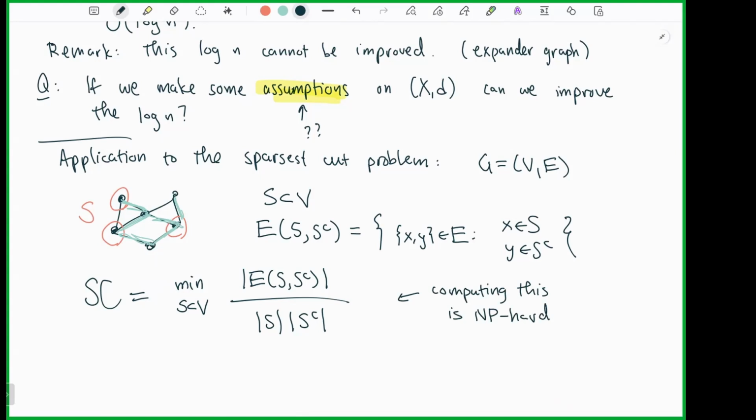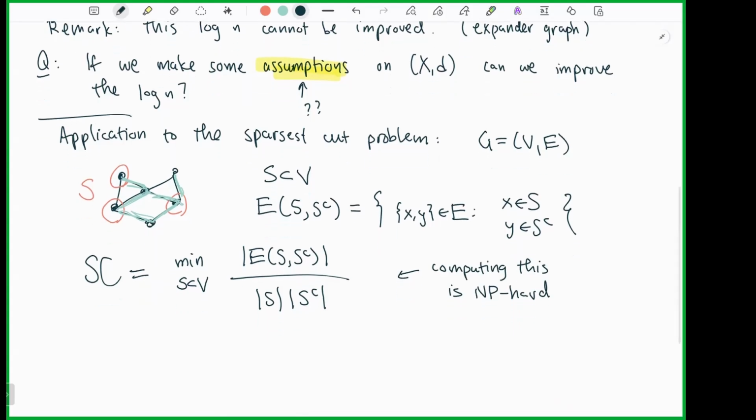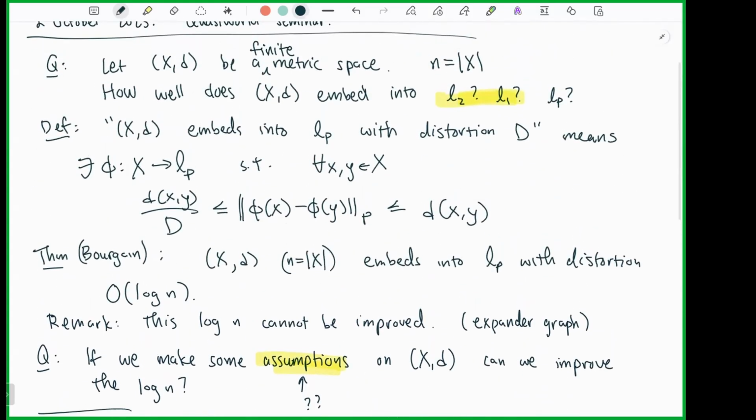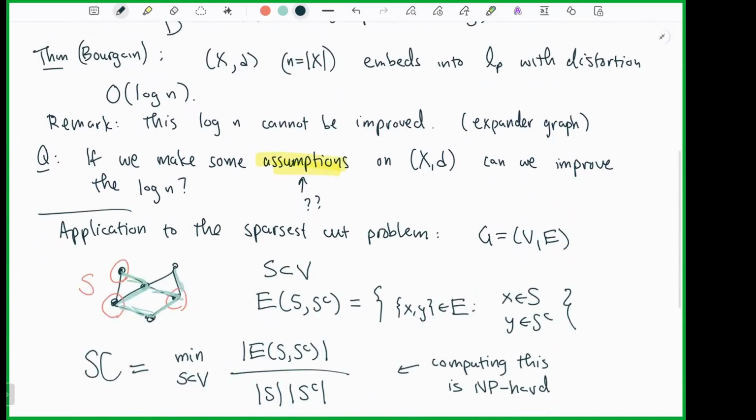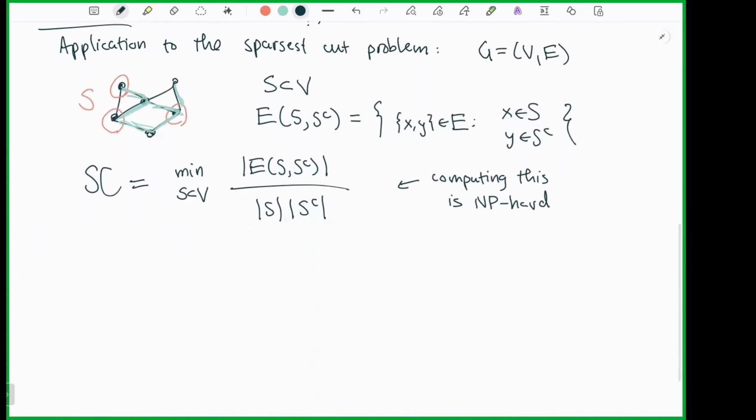So that means that there's no good polynomial time algorithm for this unless P equals NP. And so we want to seek some way of approximating this, and that's where these ideas of metric embeddings come in. Okay, so how is this related to metric embeddings?